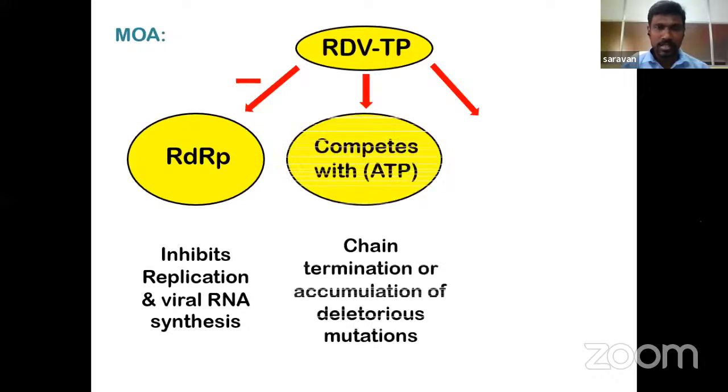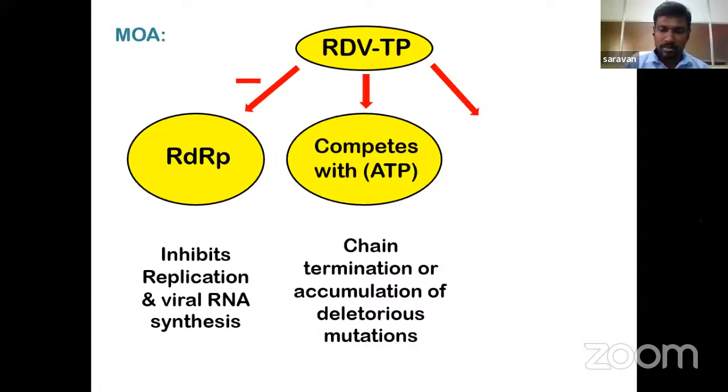The second mechanism is, as it is an adenosine nucleotide analog, it competes with ATP for its incorporation into the viral RNA. This is easily done by the error-prone RNA-dependent RNA polymerase. So during multiplication, in the presence of remdesivir, RNA-dependent RNA polymerase will mistakenly take up the remdesivir triphosphate and insert it into the viral RNA, which leads to chain termination or accumulation of deleterious mutations in the viral genome.